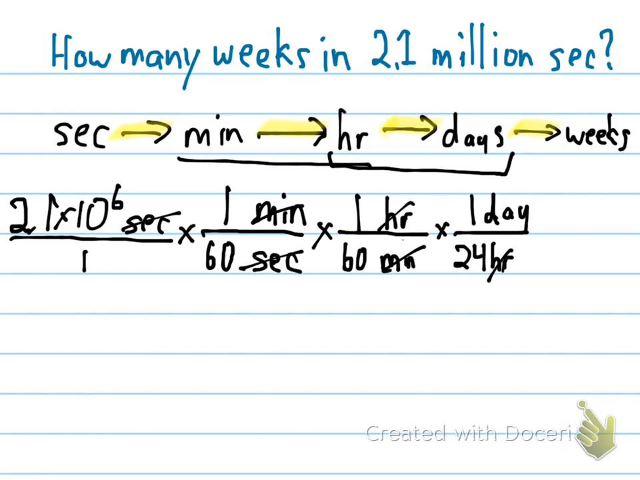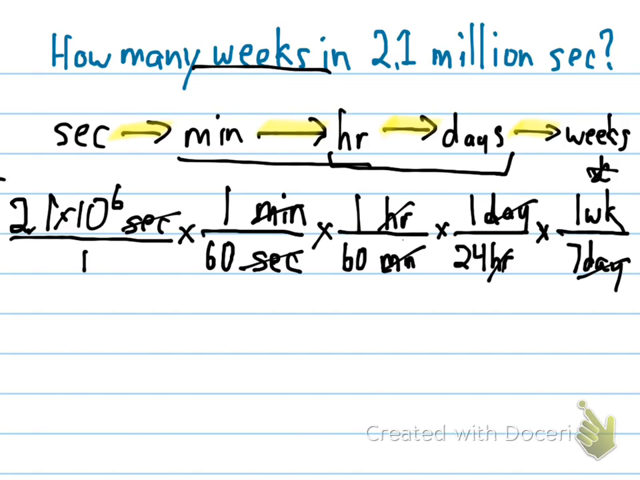And then finally, to get to weeks, we know that there are 7 days in a week. We want the days to go away, so we put 7 days on the bottom, 1 week on the top. And now that we've gotten to a point where we are in the units that we are asked for, now we can do the math.